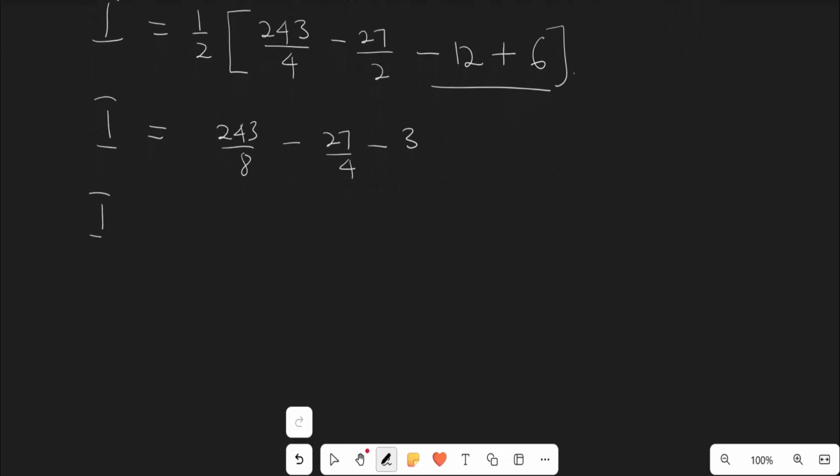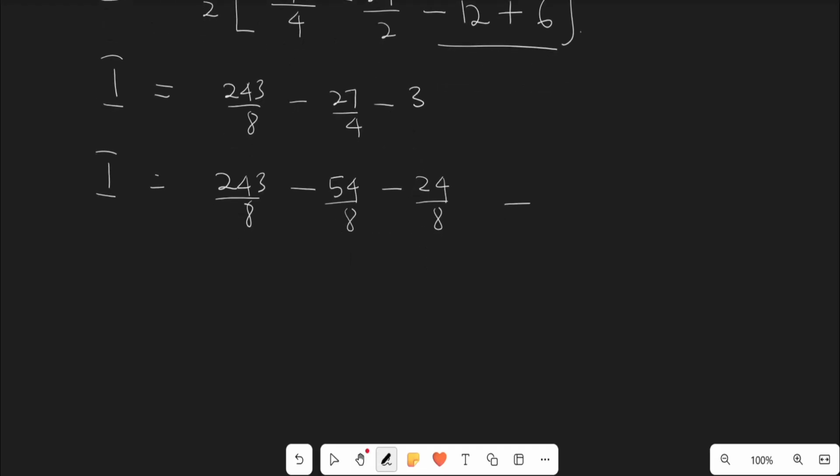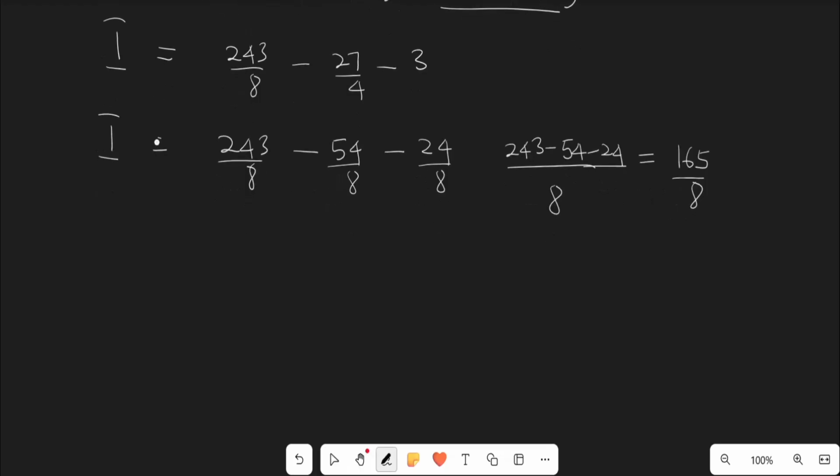And simplifying this one, 243 over 8. Multiply this one by 2 in the numerator and the denominator. That is going to give you 54 over 8, minus, multiply by 8, that is going to give you 24 over 8. And then you can now subtract. So that is 8, and that's going to give you 243 minus 54 minus 24. And that is going to give you 165 over 8 if you work that one out. So our integral I evaluates to 165 over 8.